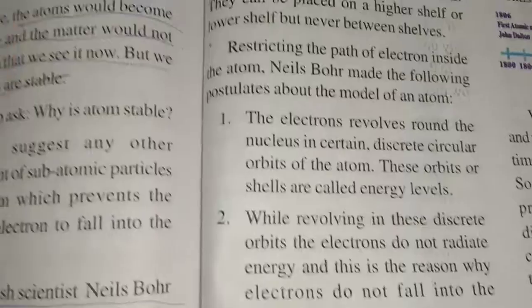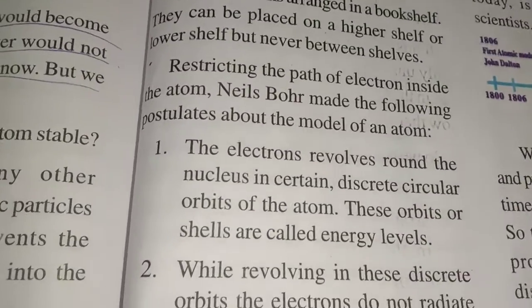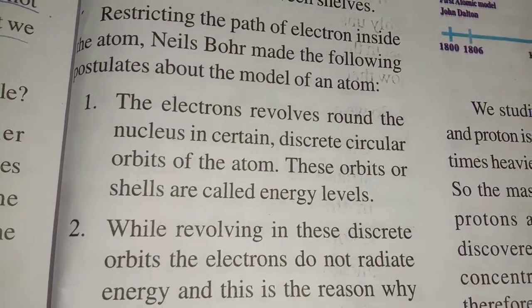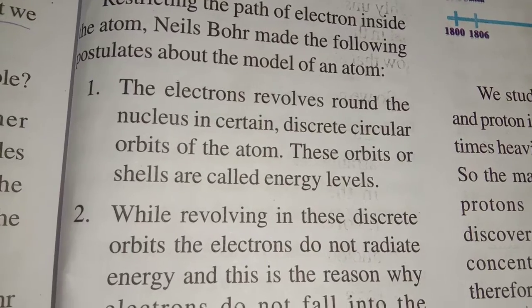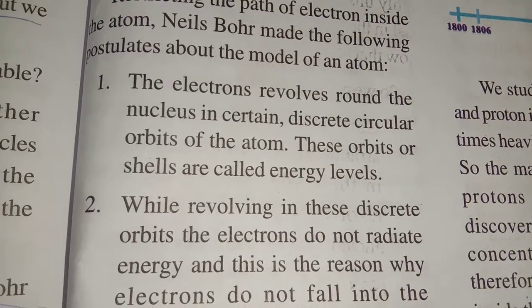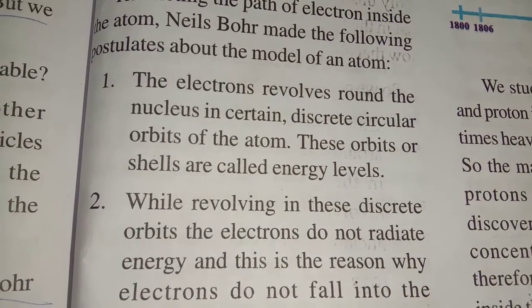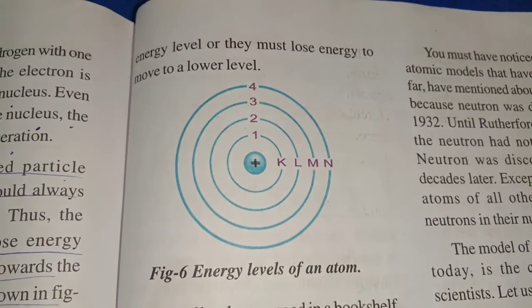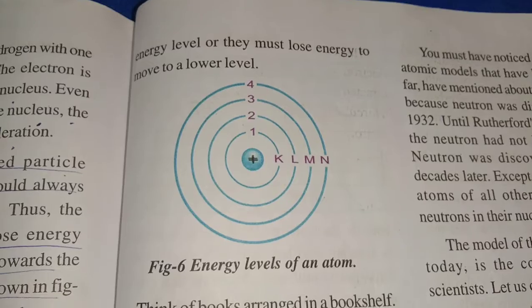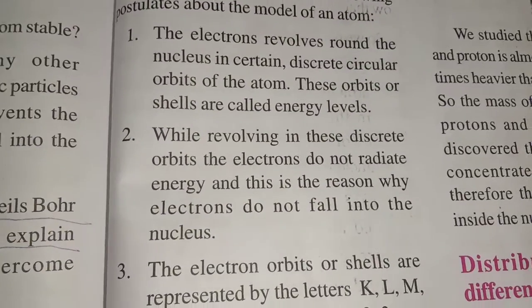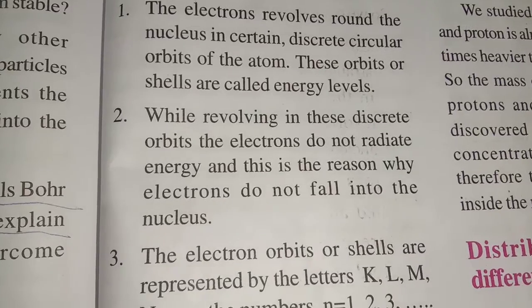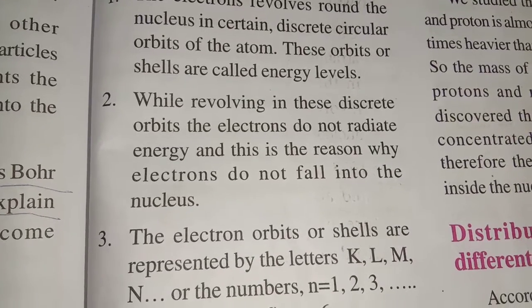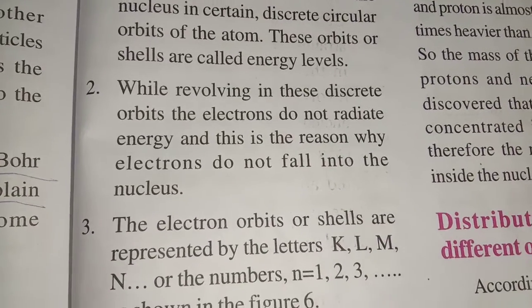In the same way, the electrons revolve around the nucleus in certain discrete circular orbits of the atom. These orbits or shells are called energy levels. You can see these shells, like 1, 2, 3, 4. He called them K, L, M, N. These are the shells, or we can call them orbits. While revolving in these discrete orbits, the electrons do not radiate energy, and this is the reason why electrons do not fall into the nucleus.